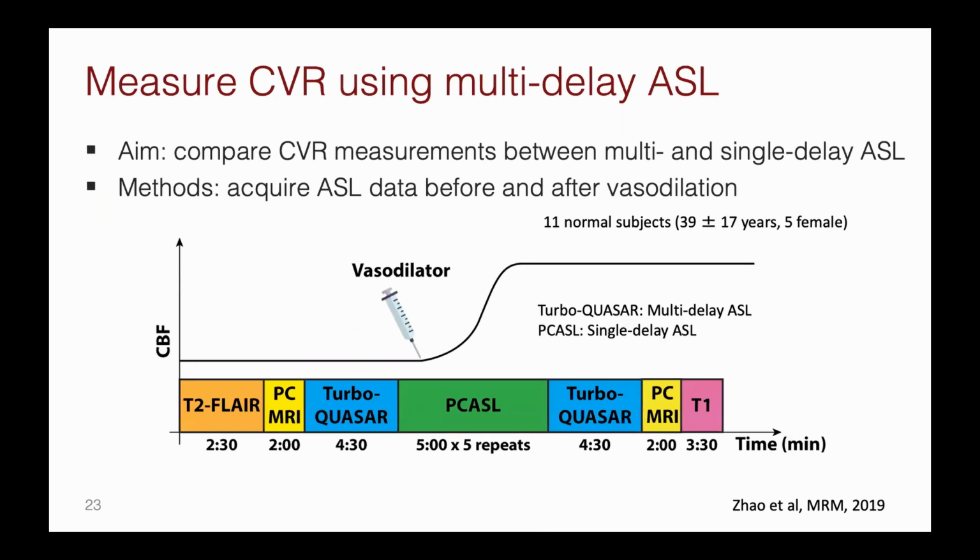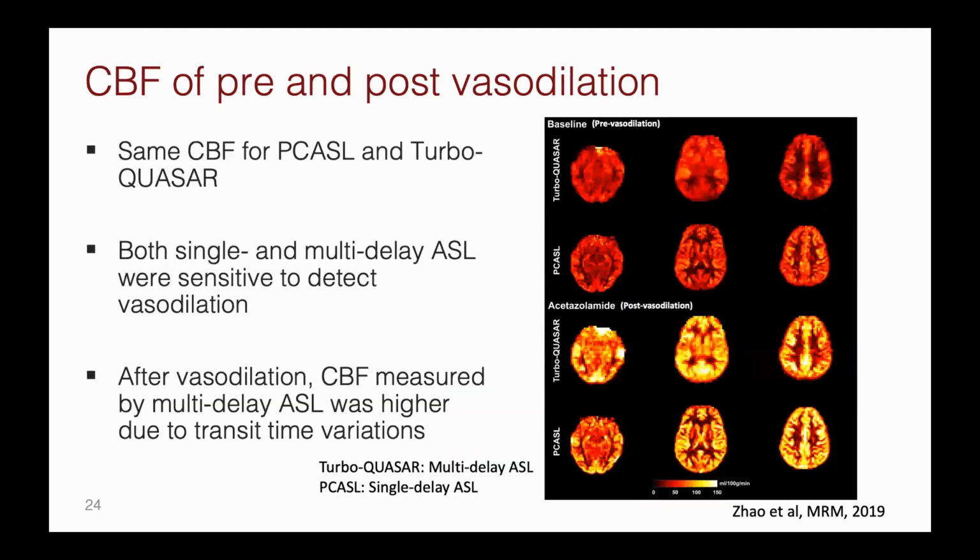We tested our multi-delay ASL on CVR measurements of normal subjects. And this diagram shows a typical design of a brain stress test where we acquired imaging data before and after vasodilation. In this case, we applied intravenously injected acetazolamide to achieve maximum vasodilation. Now here shows the CBF before and after vasodilation of a healthy volunteer.